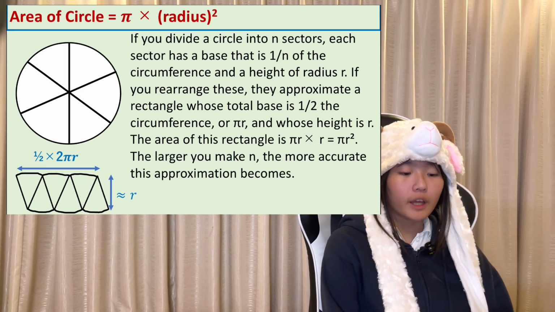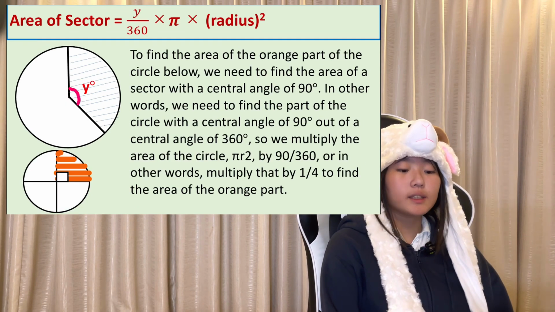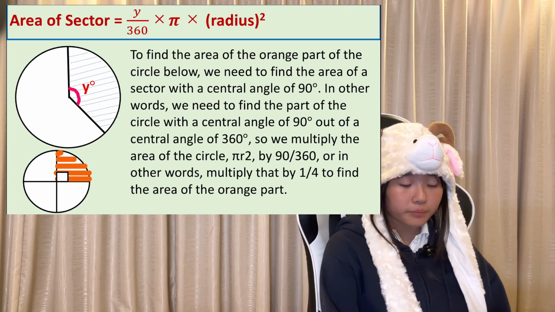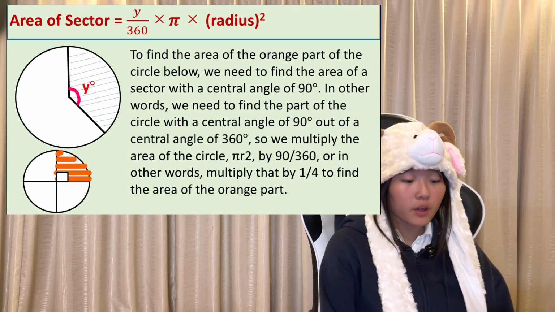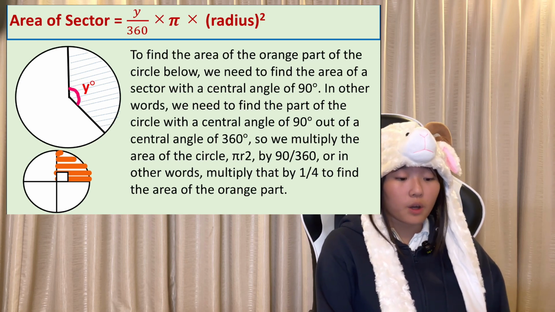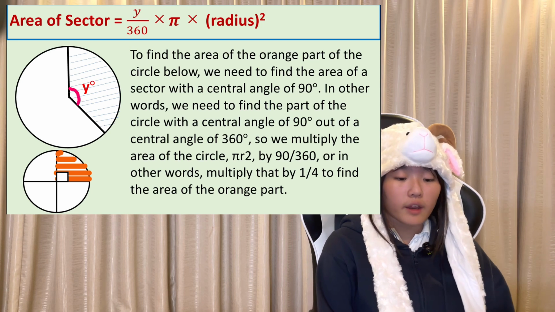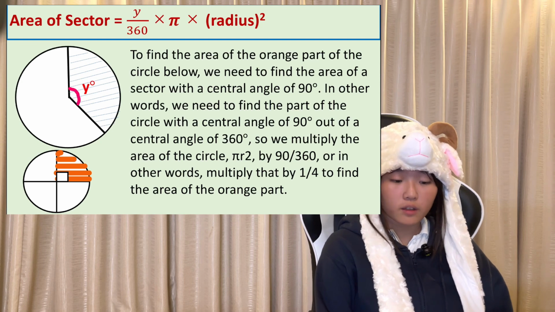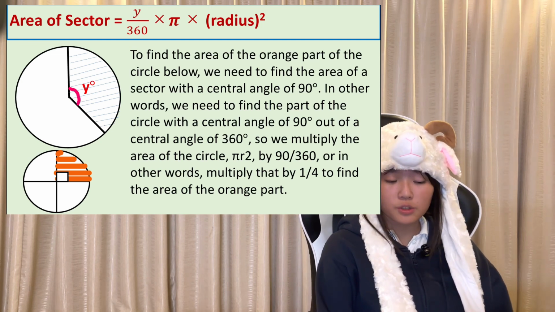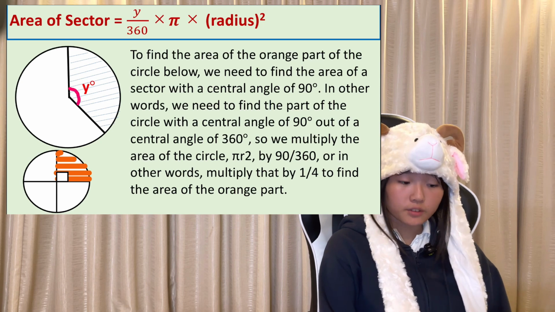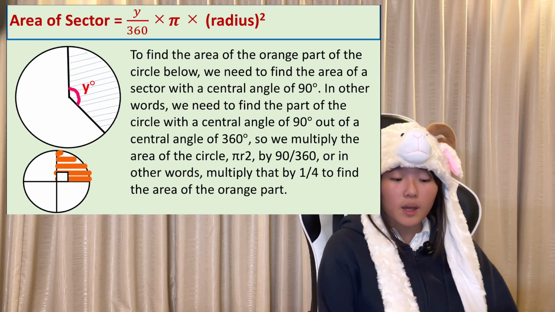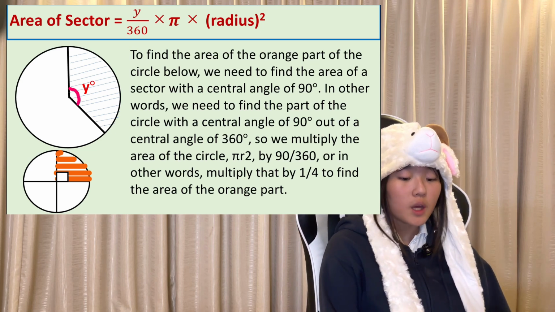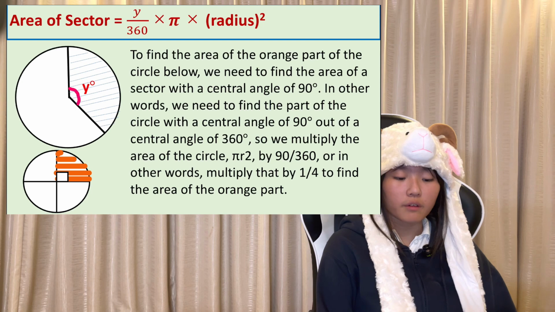Now I'll teach you about how to calculate the area of a sector. It's y over 360 times pi times radius squared. To find the area of the orange part of the circle below, we need to find the area of a sector with a central angle of 90 degrees. In other words, we need to find the part of the circle with a central angle of 90 out of a central angle of 360 degrees. So we multiply the area of the circle, pi r squared, by 90 over 360. Or in other words, multiply that by a fourth to find the area of the orange part.